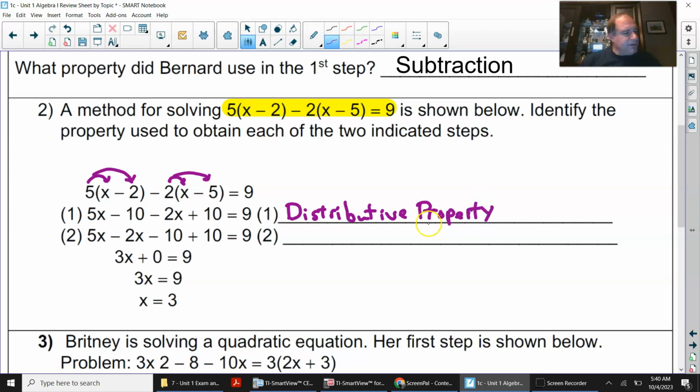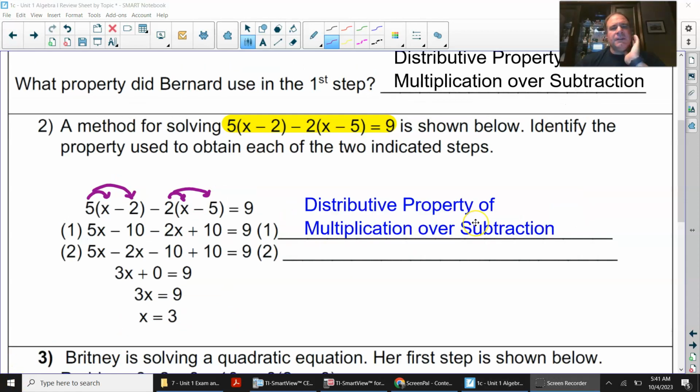And just remember, of multiplication, so distributive property of multiplication over subtraction, and then we got into this second step here. So now looking at the second step, we're talking about this. So 5x minus 2x. So they took this and moved it next to that.